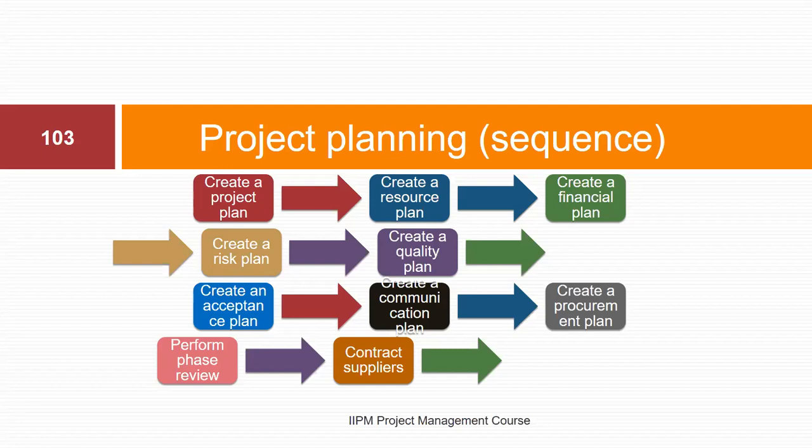Okay. Let me repeat this again. Project planning, number one, create your project plan, comprehensive and detailed list of all activities and tasks that need to be done, starting from phases through milestones to the tasks. Then creating a resource plan for the project plan, and then creating a financial plan using the project plan and the resource plan as inputs. Then you have the risk plan, then you have quality plan, you have your acceptance plan, and then you have communication plan, and then you have contracts, suppliers, and then you have your phase review. All right.